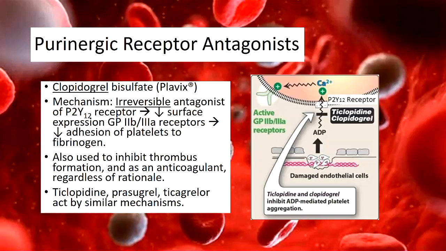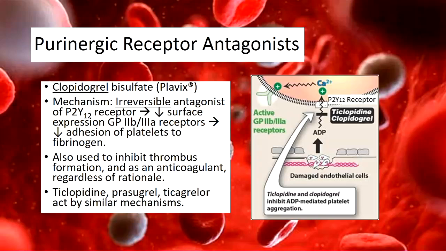Here's where clopidogrel comes in. Its brand name is Plavix. It too is an irreversible, it's an antagonist, so it blocks these purine receptors that I mentioned. So here's the better slide of what happens.